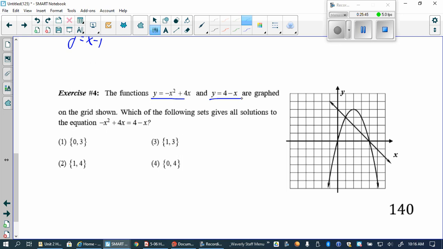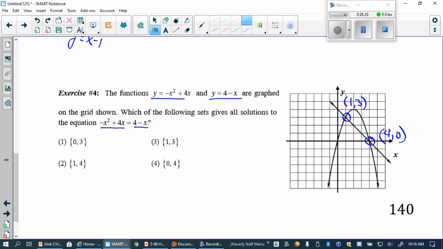Which of the following sets gives all solutions to negative x squared plus 4x equaling 4 minus x? Well, both sides of the equation are graphed, right? So here and here. And they're displaying it in set notation. I guess that's okay. So what's the choice? X equals 1 or x equals 4. So this is 1 comma 3, and this is 4 comma 0, right?